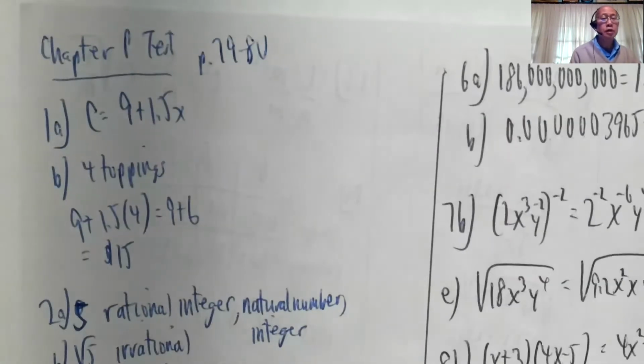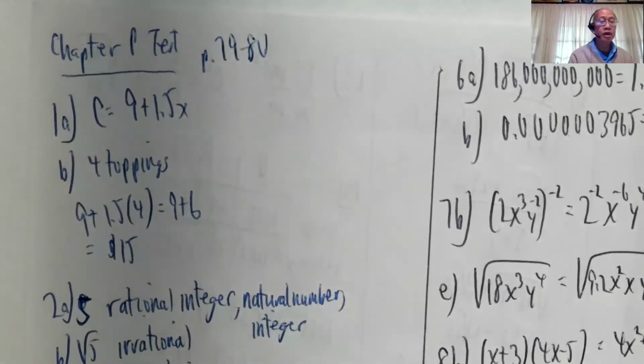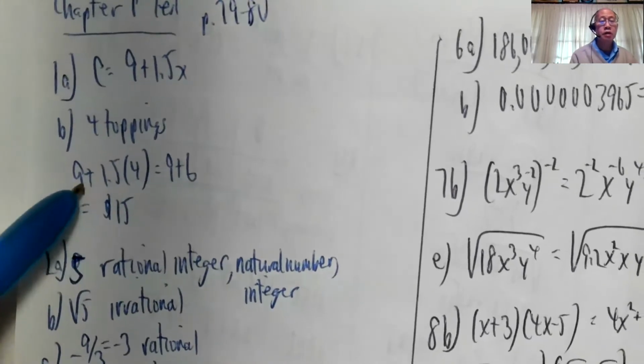The cost is $9 for the pizza and then $1.50 per topping. So C equals 9 plus 1.5x. Part B, you have 4 toppings, so I just plug in 4. 9 plus 6 is $15.